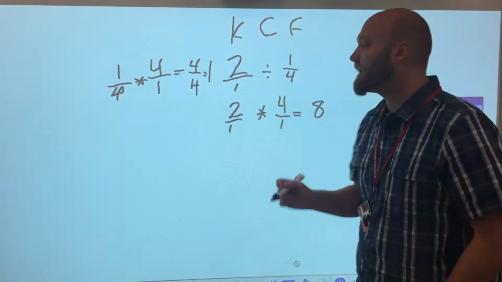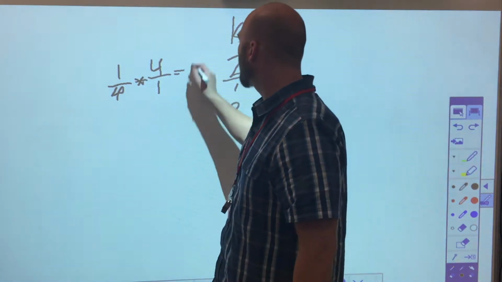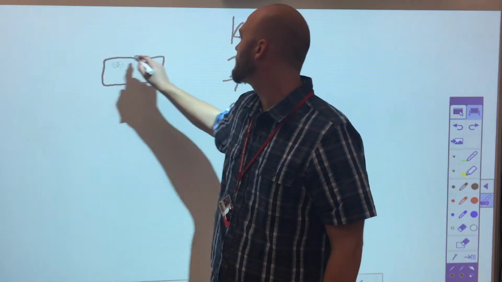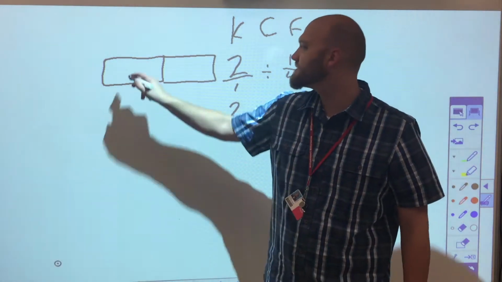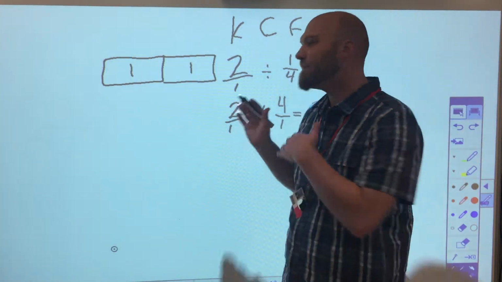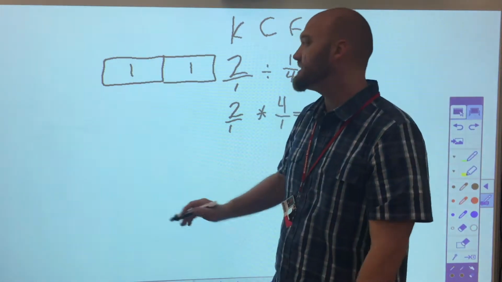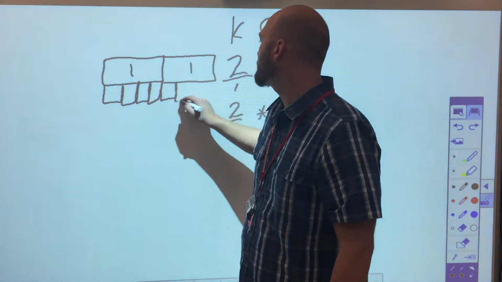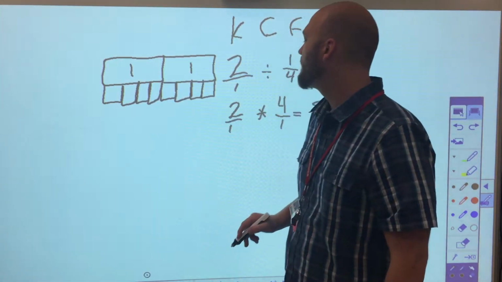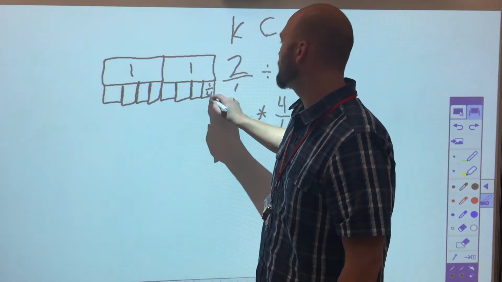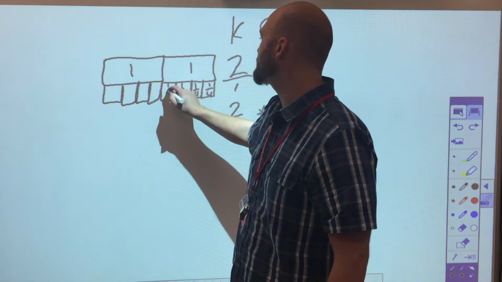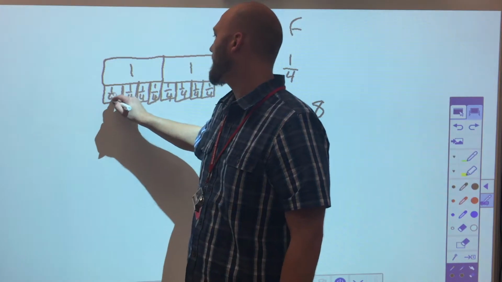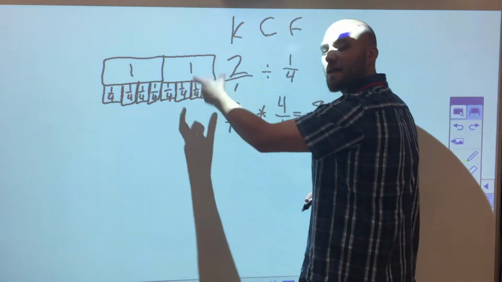Now, one way I could model this, I'm going to leave this here, and I'm going to erase this over here. If I take 2 things and I model them out like this, so here's 1, and here's 1, and I'm going to break them each into 4 pieces. 1, 2, 3, 4, 1, 2, 3, 4. What I found is that I'm breaking them down into 1 of 4 pieces, 1 of 4 pieces. I'm taking these 2 items and I'm breaking them into fourths.